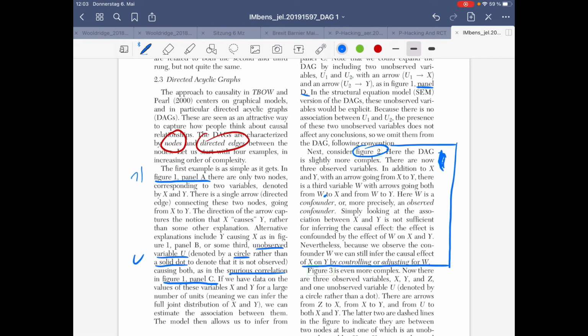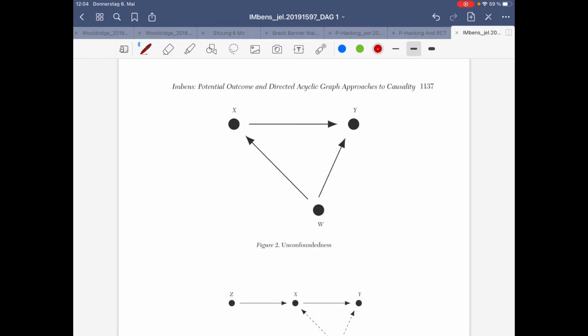So I don't want to go through the whole article, but a second figure might be useful with respect to our lecture, and that's figure 2. Here you have a so-called confounder, and the confounder is W, and the confounder has an influence on x and y. And that's something we need to know. So the effect is confounded by the effect of W on x and y. And how does the figure look like? So it looks like that here.